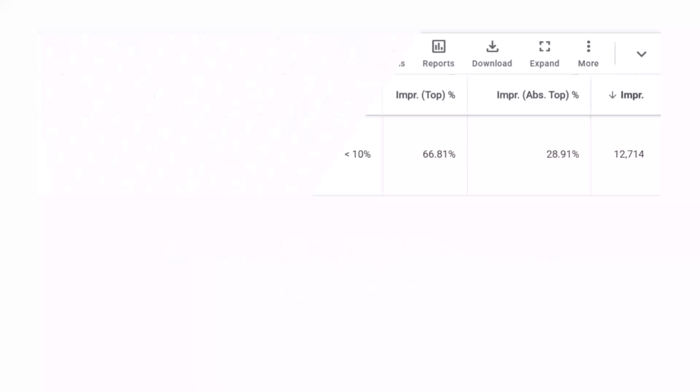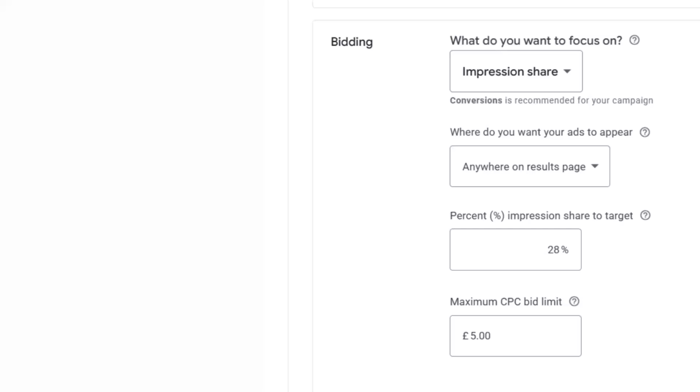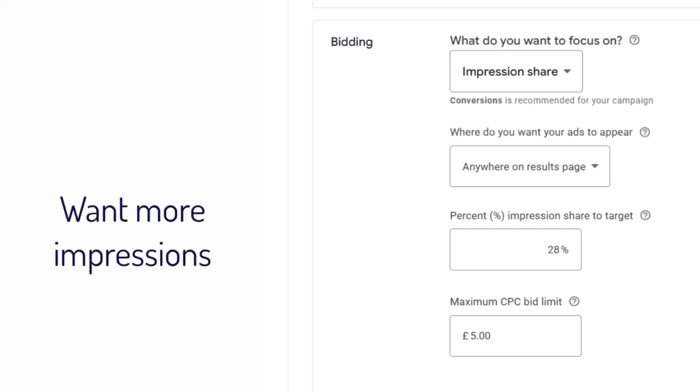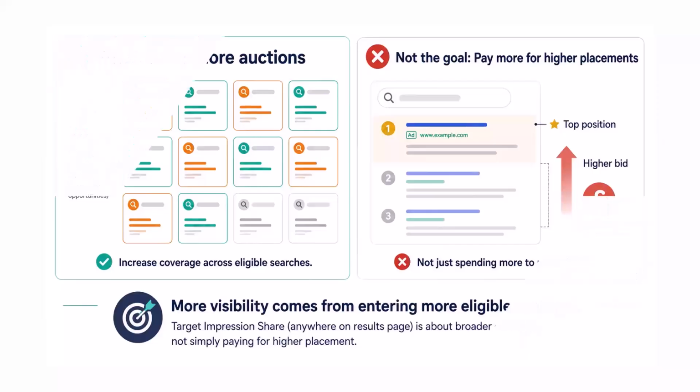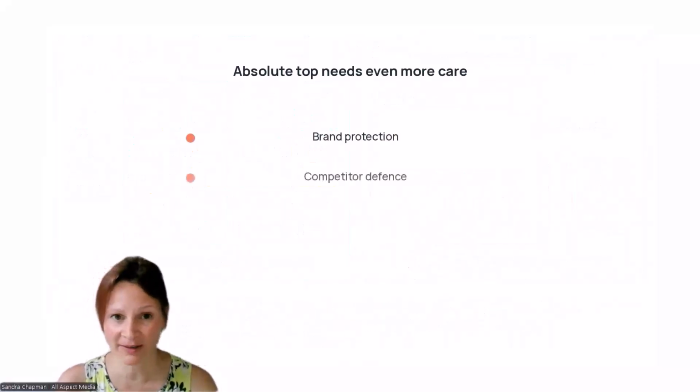Now, for this particular situation, because they want more overall impression share, I would probably opt for the target impression share with anywhere on the results page. The objective is to enter more of the estimated 70,500 available impression opportunities rather than paying extra to push the ads higher when they already show. Absolute top impression share needs even more care.